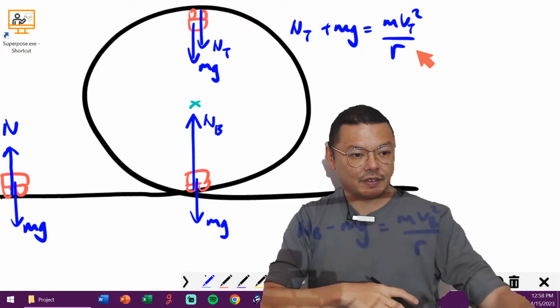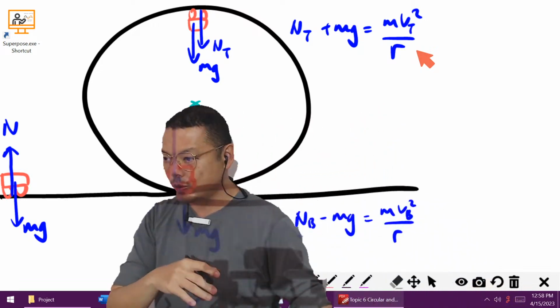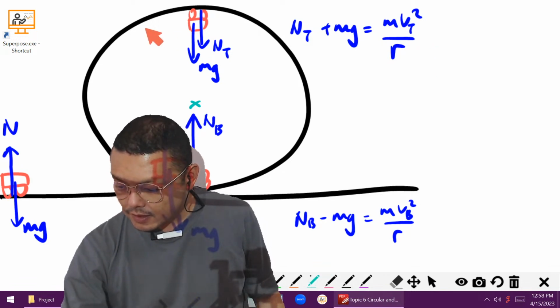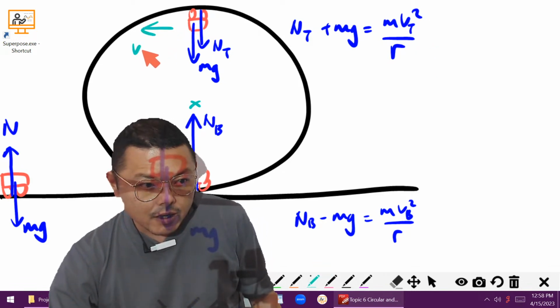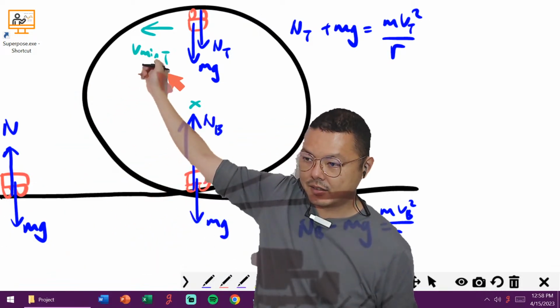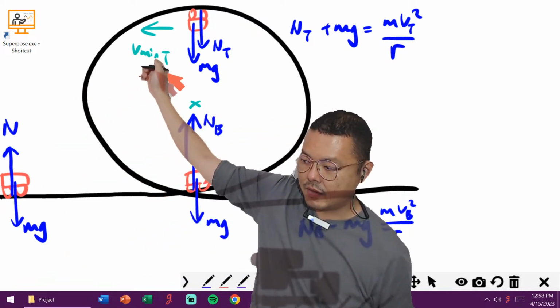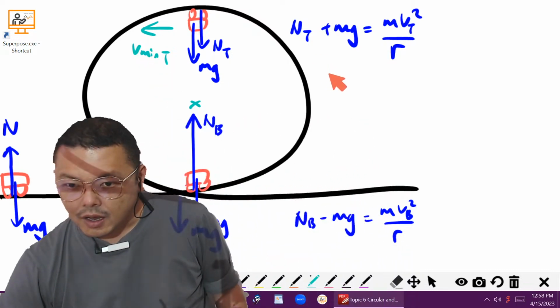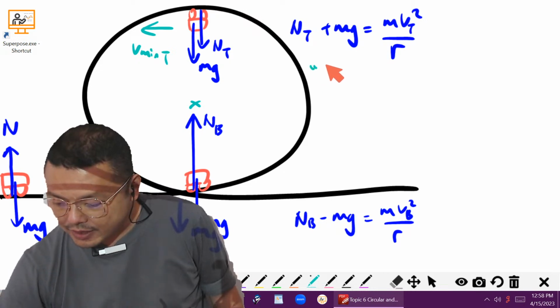I'll give you all the equations here, and then we'll move on to the next part, because some of you have done this in school before, so we're not going to spend too much time dwelling on this. So what's the objective again? What are you trying to find? You're trying to find the minimum speed at the top. See this? I put V min T, V minimum at the top.